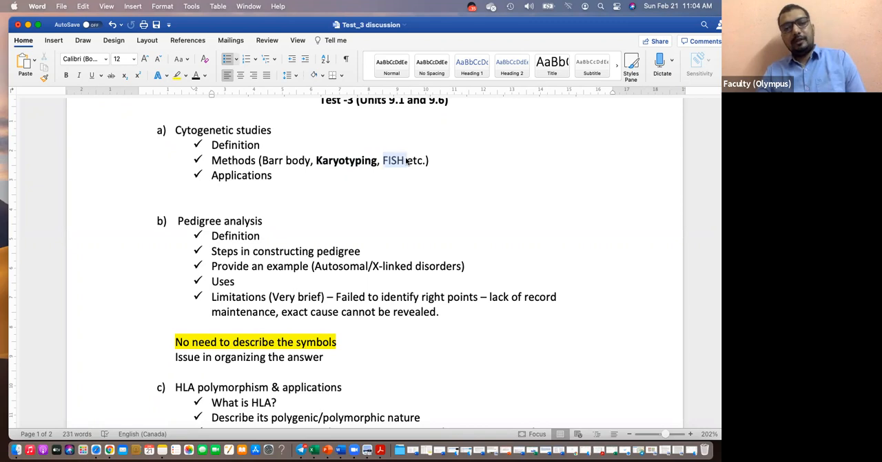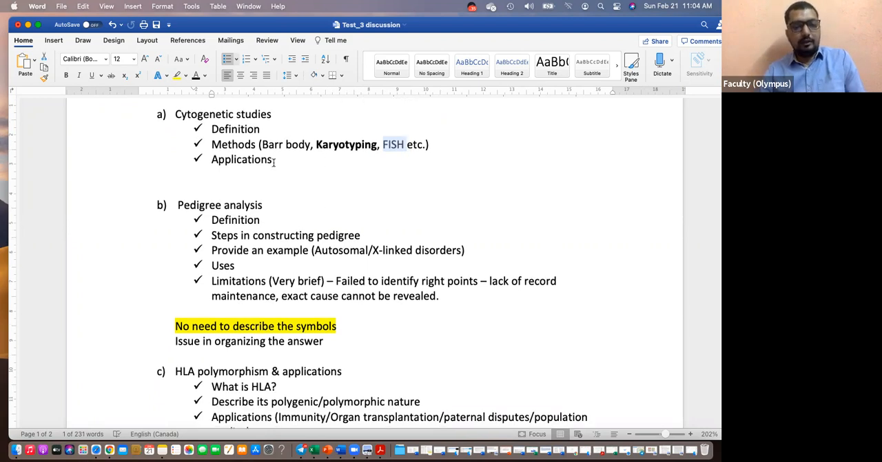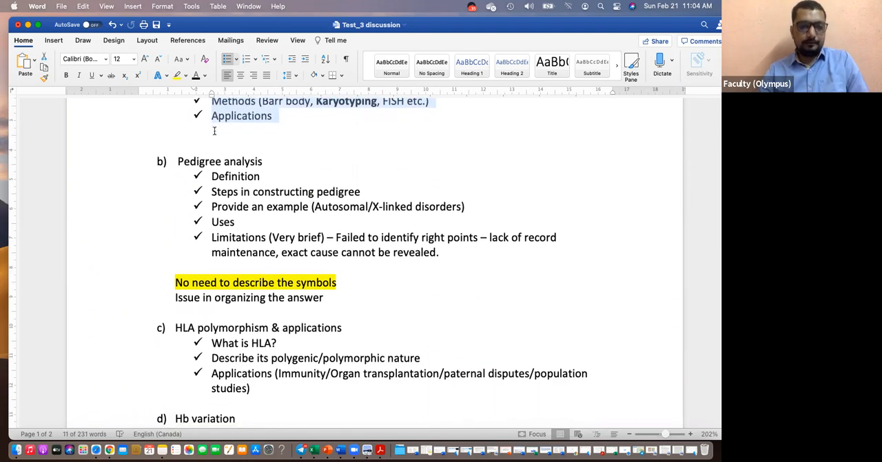FISH is more specific. You can identify the genetic regions with problems, mutations. You can also identify the regions with deletions and duplications. So these are all right. These three methods, I think you all have written. These are the only problems I have seen. Otherwise, I have not seen too much of a problem with this question.